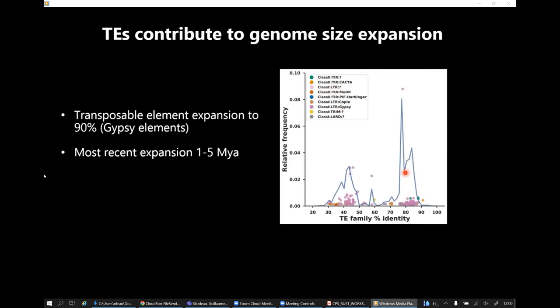And because they are still fairly similar to each other, especially compared to the error rate of the reads at the time, which is around 85%, it was really difficult to resolve some of these genomes. Reads weren't long enough to span that, and it was just too similar. But there was a massive expansion of this one class, which contributes to a genome expansion at one specific point in time. The most recent expansion is 1 to 5 million years ago, which is what we dated. What it caused, we don't know, but I will come back to this in a second.